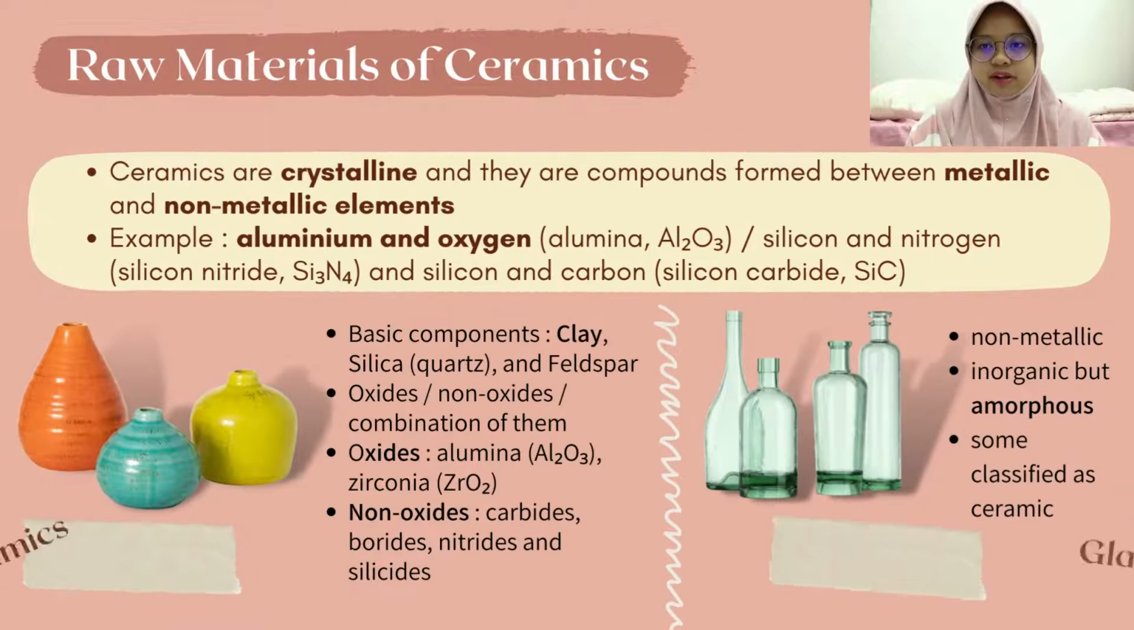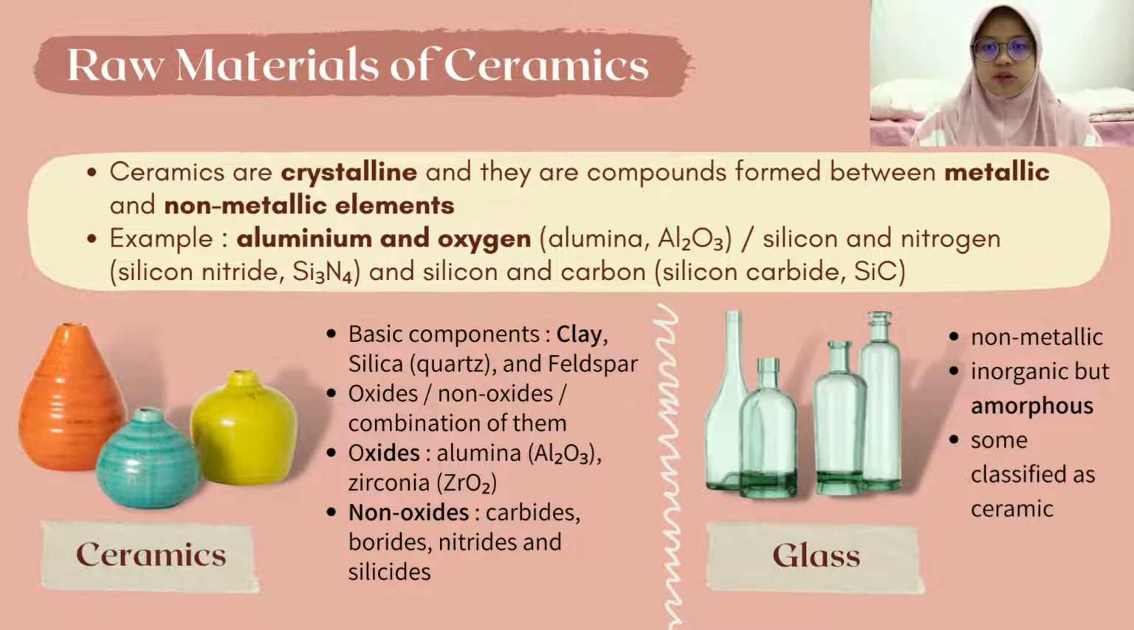Next, we will look at the raw materials of ceramics. So ceramics are crystalline and they are formed between metallic and non-metallic elements. For example, they are formed from aluminium and oxygen, which is alumina, Al2O3, or silicon and nitrogen, silicon nitride, and silicon and carbon, silicon carbide.